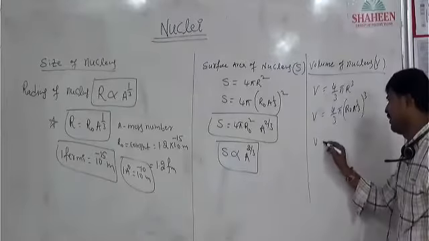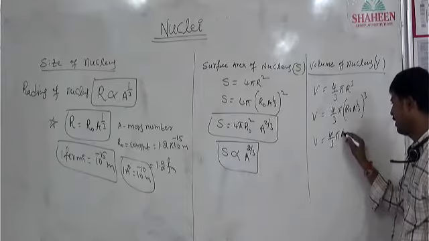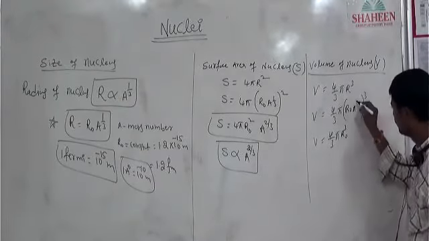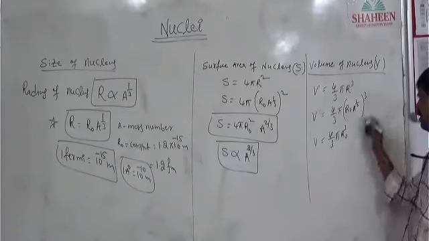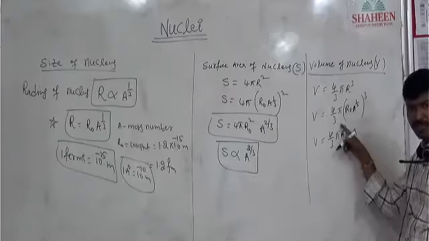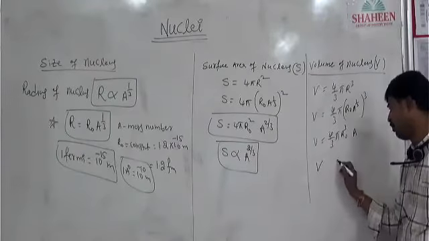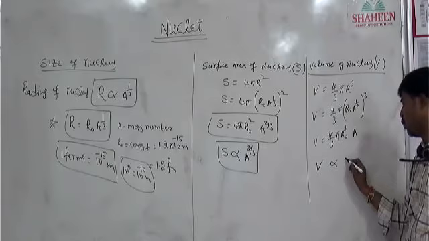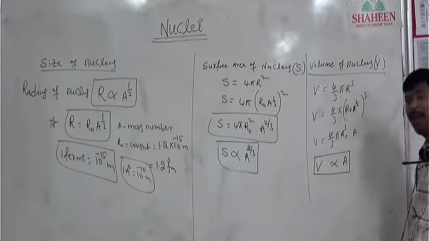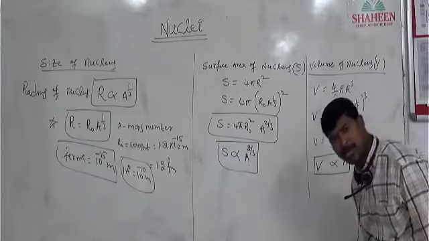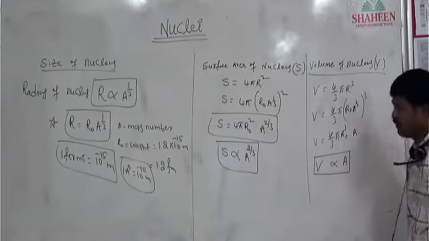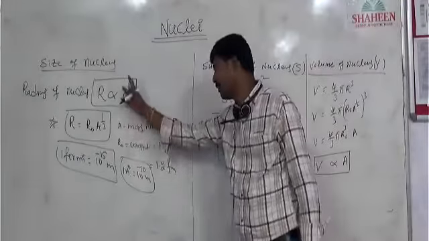So again if I cancel it, 4 by 3 pi r naught cube into a power 1 by 3 whole power 3. The 3 cancels, a only will come. So 4 by 3 pi r naught cube is anyway constant here. So we can write volume V directly proportional to a only. Volume directly proportional to a. Yes or no?